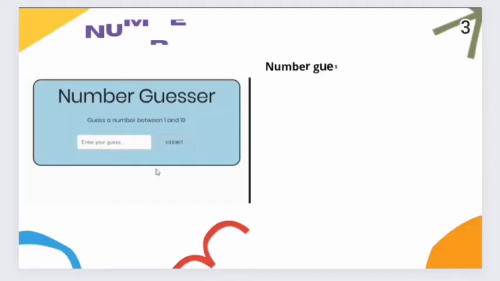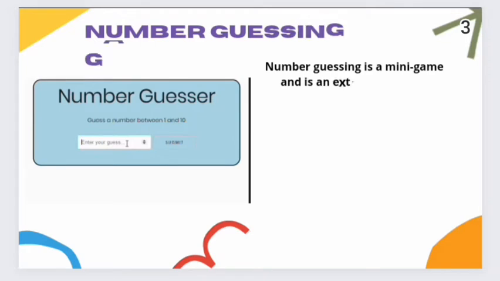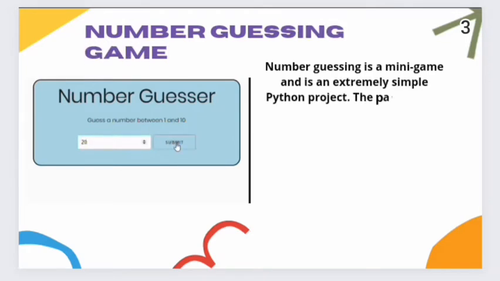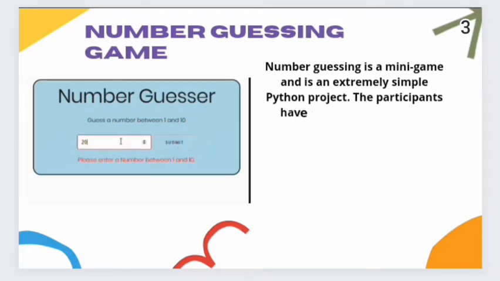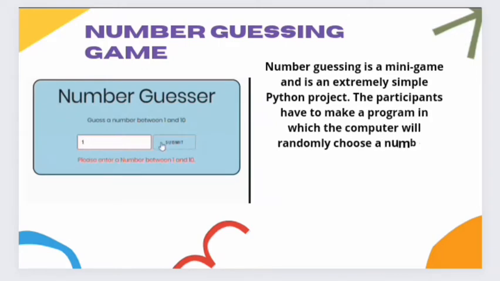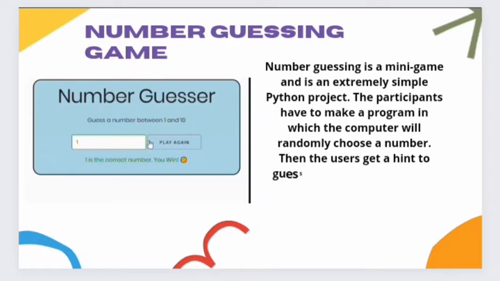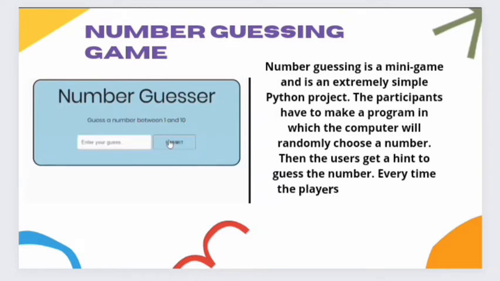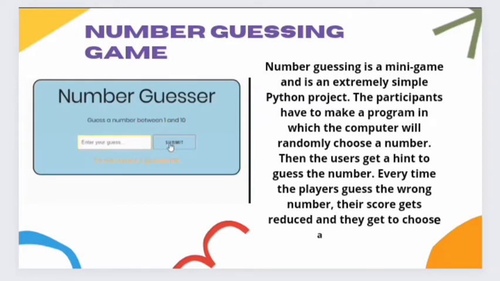So guys, third one is number guessing. Number guessing is a mini game and is an extremely simple Python project. The participant has to make a program in which the computer will randomly choose a number. Then the user gets a hint to guess the number. Every time the player guesses the wrong number, their score gets reduced and they get to choose another clue.